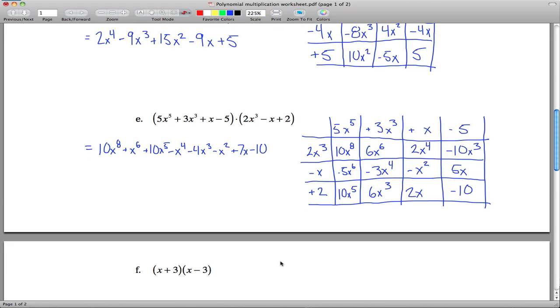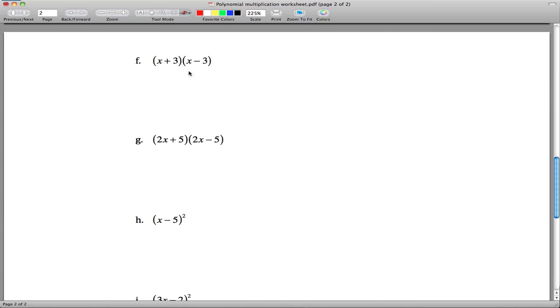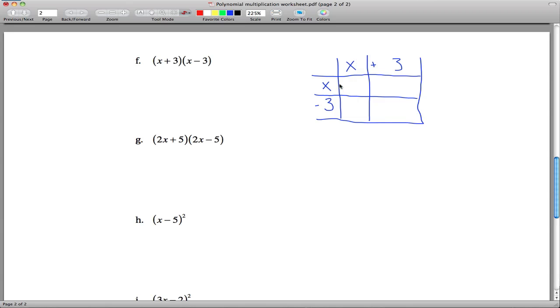All right, finally. Moving on. This guy, x plus 3 times x minus 3. We can do it the exact same way we've been doing it. Although what you'll see in the next section is this is a kind of special form of polynomial multiplication, and there's a shortcut to do it. But for now, since we don't know the shortcuts, we'll just do it.